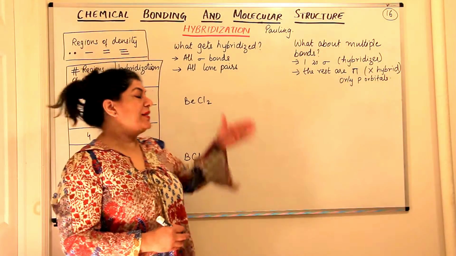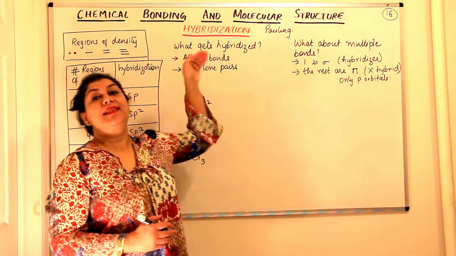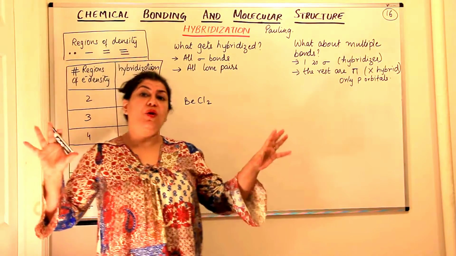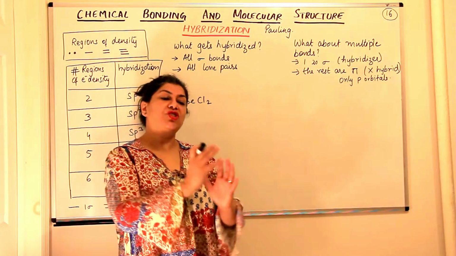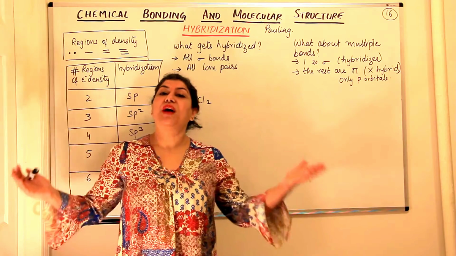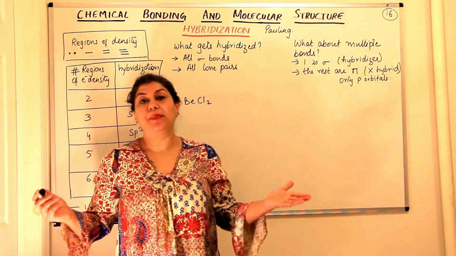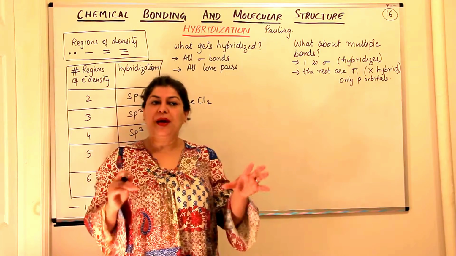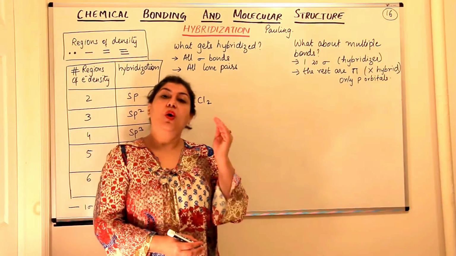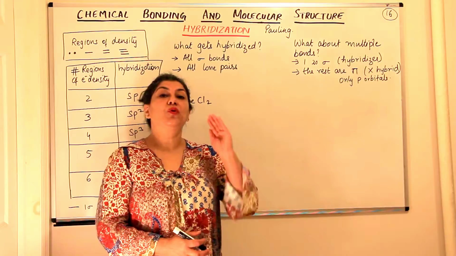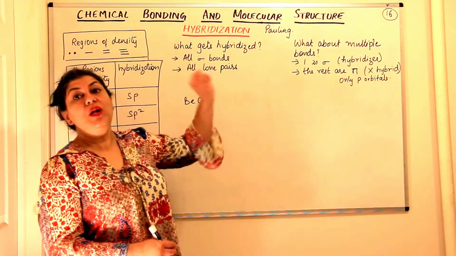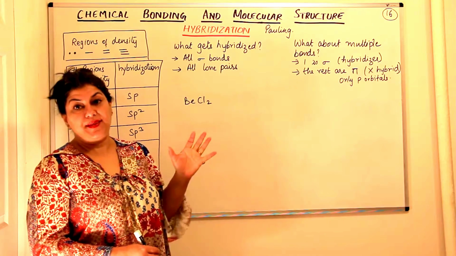The first question that comes to mind is, what gets hybridized? What is it that gets hybridized? We know that atomic orbitals combine and redistribute their energies and result in the formation of the same number of hybrid orbitals. That is what happens in hybridization. But when we have to locate and see this in a molecule, what is it that we expect undergoes hybridization? Remember that all sigma bonds hybridize.